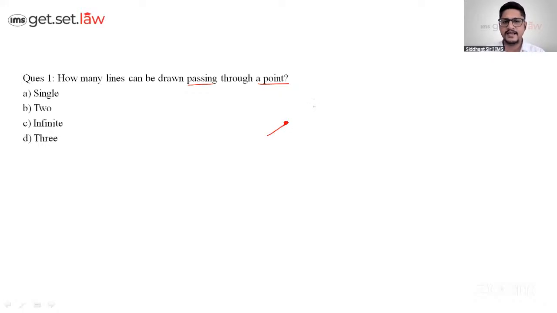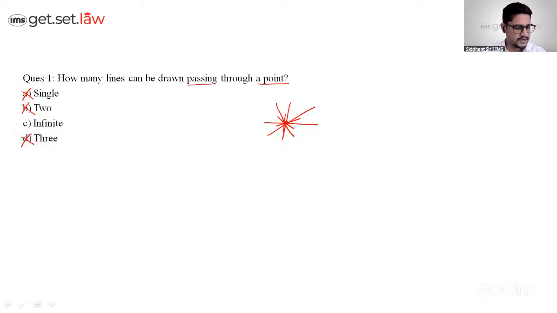So they say single line. If you say single line, I can pass another line, so single is wrong. If you say, sir, two lines, I'll pass the third line, so two is also wrong. If you say, sir, three lines, then I would pass a fourth line. Besides this, I will pass a smaller line, this line, and you will zoom on it and keep on passing multiple lines onto this point. So there is no end to it. So three is not the answer.